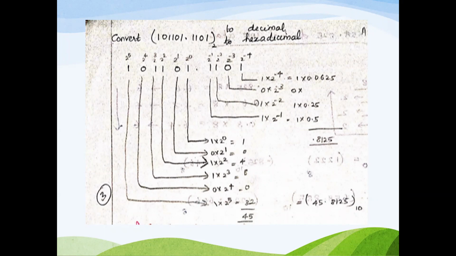And in the case of hexadecimal conversion, we already know that it has to be grouped into 4 digits, starting from the LSB for the integer part and from the MSB for the fractional part. You group 4 bits, and if necessary you can add zeros and convert them into the corresponding hexadecimal.